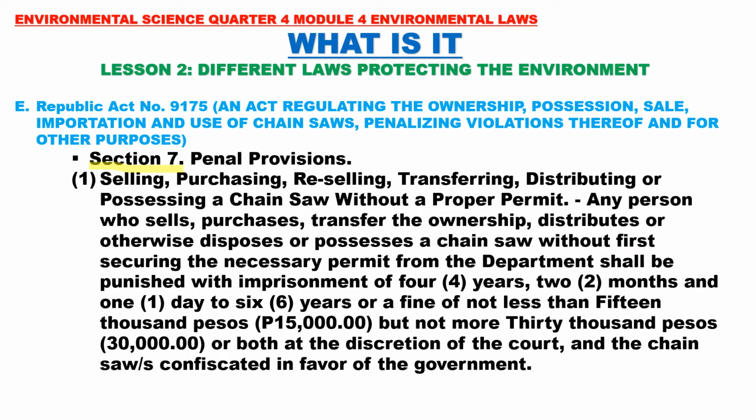Section 7 of RA 9175 states the penal provisions. Selling, purchasing, reselling, transferring, distributing, or possessing a chainsaw without a proper permit shall be punished with imprisonment of 4 years, 2 months, and 1 day to 6 years, or a fine of not less than 15,000 pesos but not more than 30,000 pesos, or both, at the discretion of the court, and the chainsaws confiscated in favor of the government.